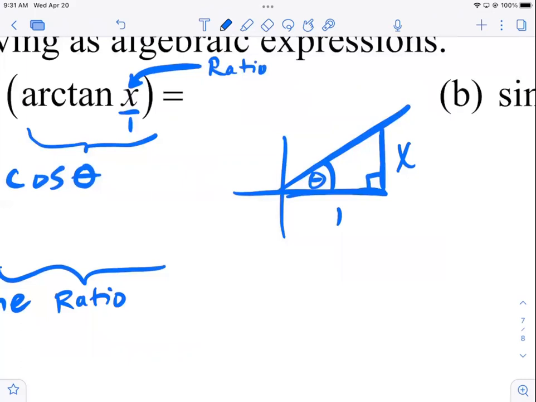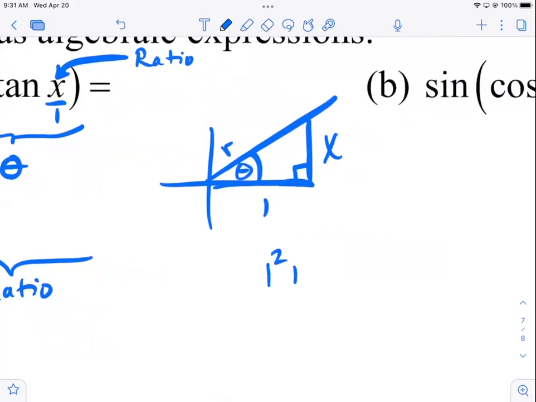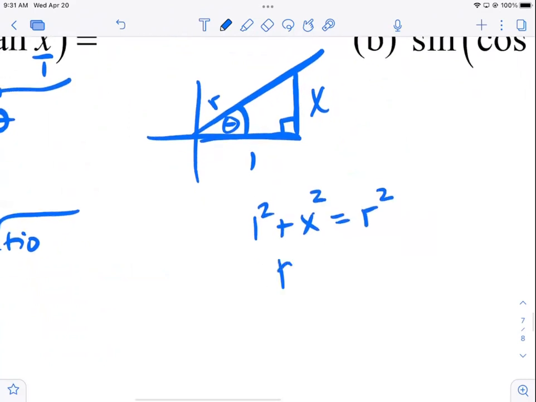And now that I have those 2 sides, it's time for the Pythagorean theorem. Let's call the hypotenuse r like we typically do. So 1 squared plus x squared equals r squared. How do I solve for r? Take the square root. We're always going to take the positive root here because r is always positive. Even if it were x, we would assume quadrant 1 because it's in the first quadrant. So this is the square root of 1 plus x squared. Now I have the hypotenuse in terms of x.